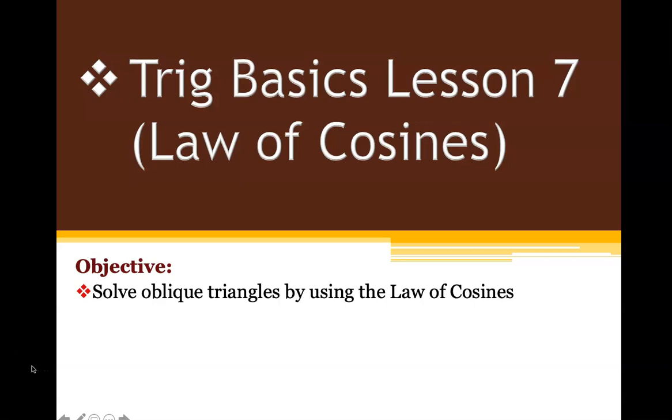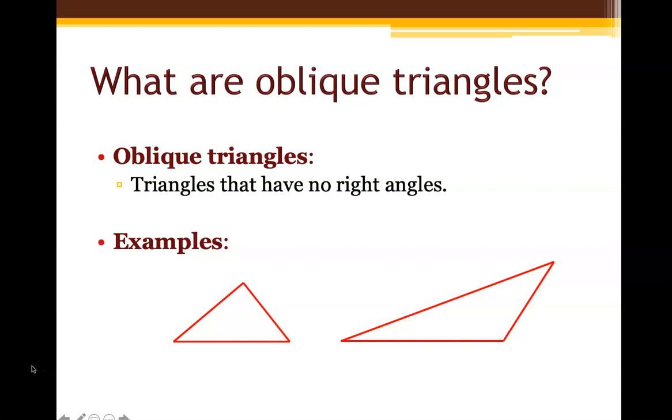Good afternoon. Today, lesson 7, we're going to talk about the law of cosines. In essence, what it is designed to do is to solve oblique triangles. So, what is an oblique triangle? Well, it's a triangle that doesn't have any right angles. Not only does it work for oblique triangles, it also works in right triangles as well.